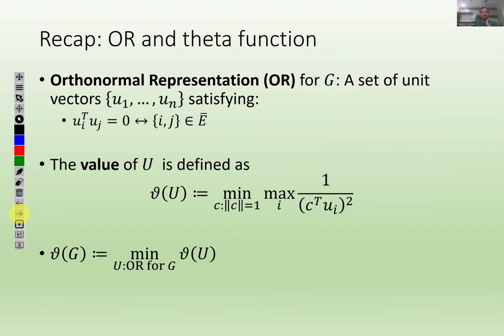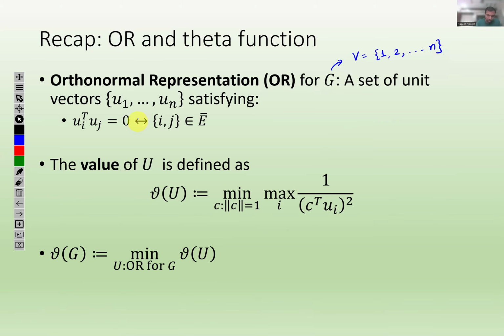Good. So an orthonormal representation for a graph G is a set of unit vectors u1 to un. I should be careful over here and say that the vertex set of the graph is going to be identified with the set 1 to n. So the vertices are labeled 1 to n, and the vectors u1 to un are basically an assignment of one vector per vertex. And the condition that we wanted this representation to satisfy is that ui transpose uj is 0, that is, two vectors are orthogonal.